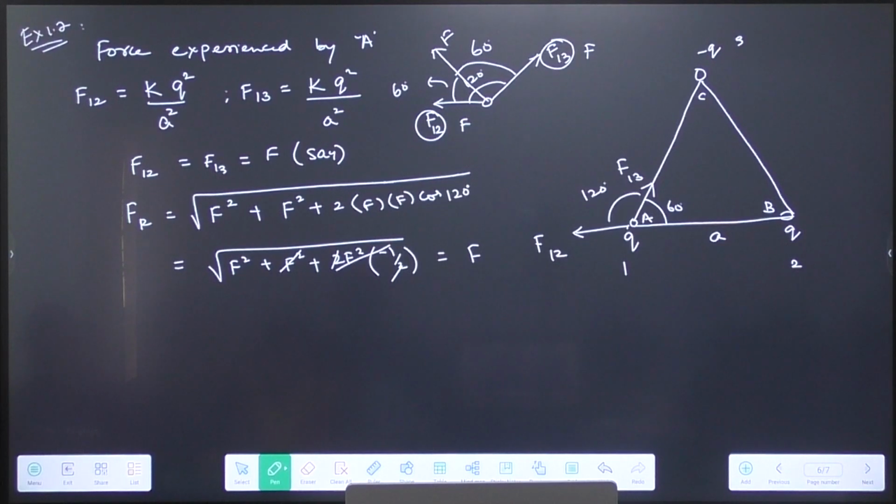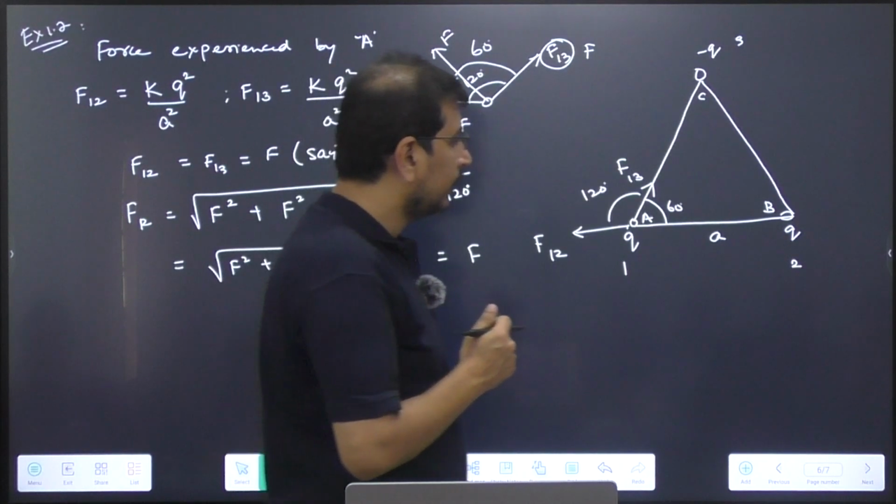You calculated for B? Correct. Why cos 60? For B is what you are calculating, no? C. C is correct, cos 60. So let's do for B, right?